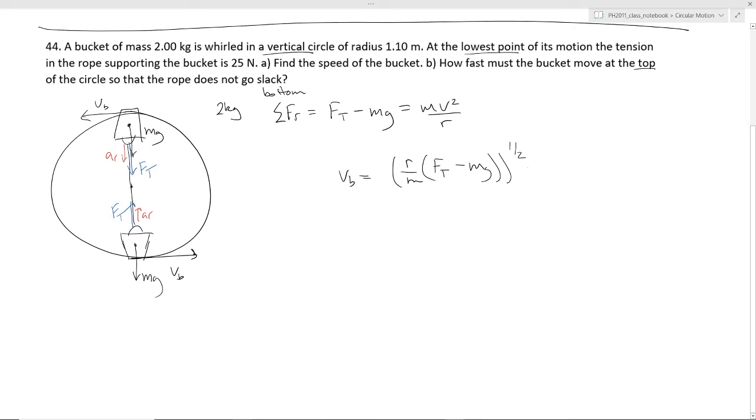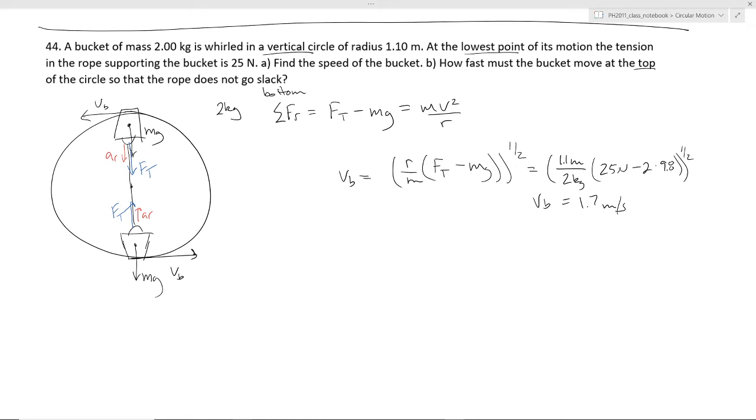And we can evaluate this. So the radius was 1.1 meters. The mass was 2 kilograms. The tension was 25 newtons minus mg, 2 times 9.8. Take a square root of that thing, and we would find that the speed of the bucket was 1.7 meters per second at the bottom.